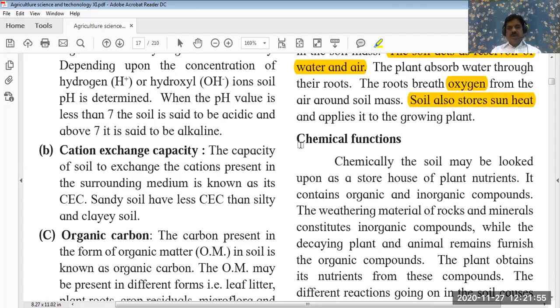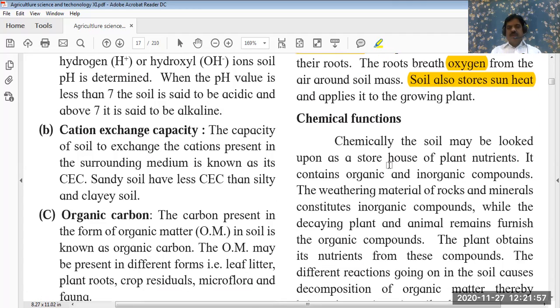Come to chemical functions. Now in these chemical functions, we have already studied the chemical properties of soil. Means the chemical properties depend upon pH, acidic soil, neutral soil and alkaline soil. So when the pH of soil is 7, that is neutral. When the pH of soil goes below 7, it goes on becoming highly acidic. When pH of soil goes above 7, it becomes alkaline.